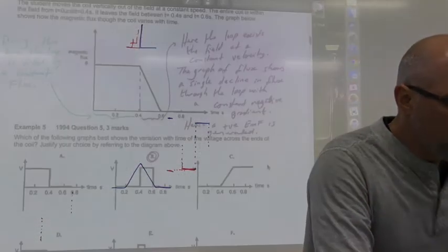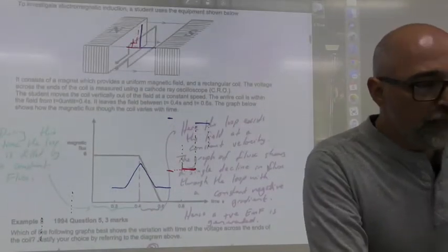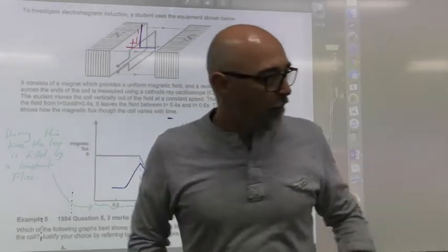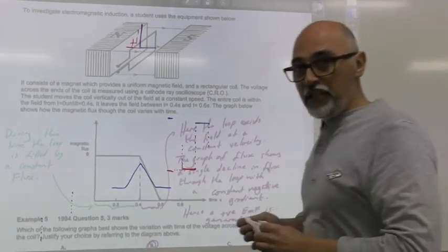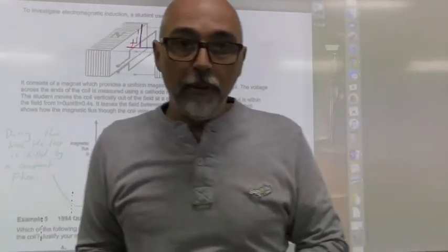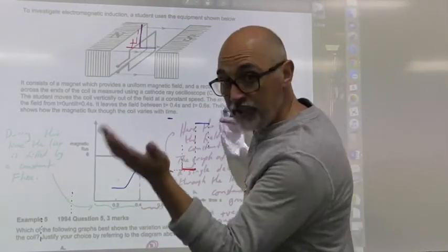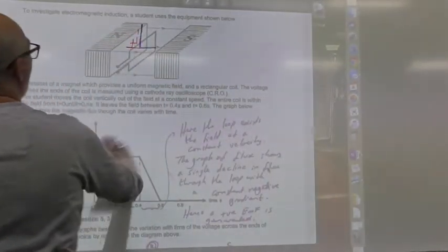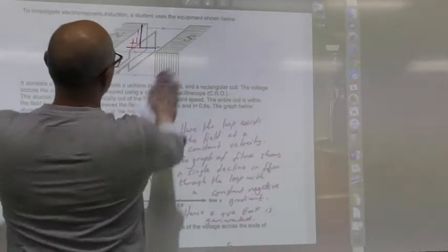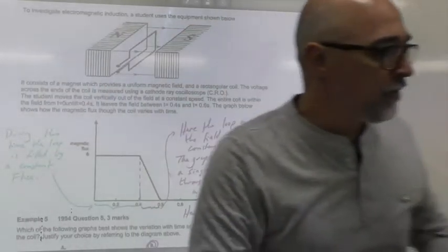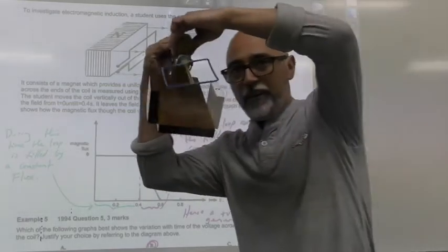All right. Now, there's a couple of different ways that they can ask you questions about changing flux. You can move a loop through a couple of poles, as we just demonstrated. You can spin a loop inside a magnetic field, like I've done over and over again with this guy.